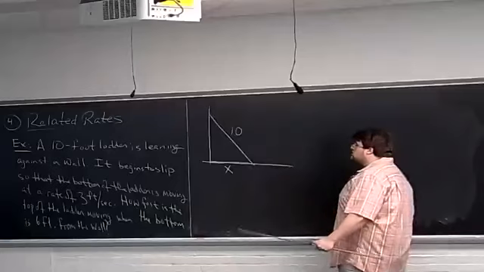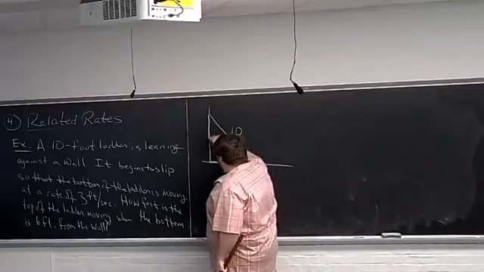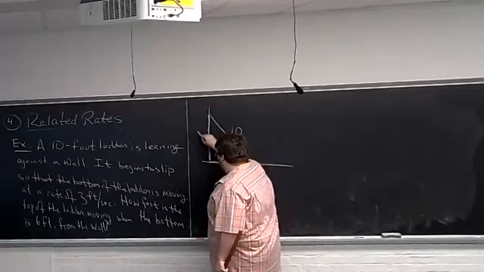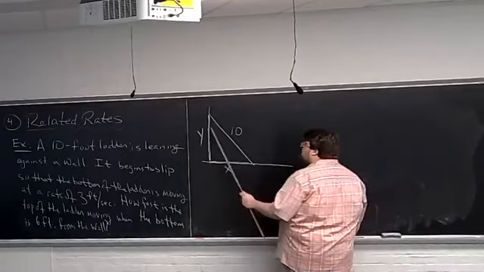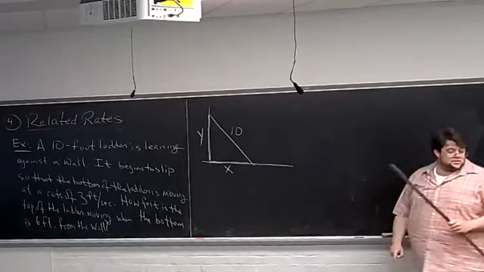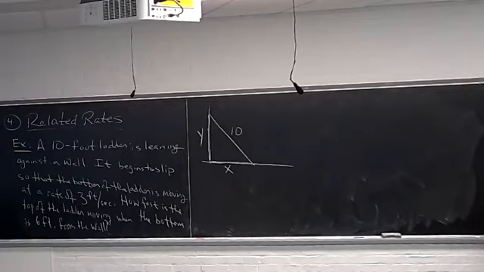Let's call it x. This vertical quantity, the distance from the ground to the top of the ladder, is also changing. Let's call it y. And I tend to prefer x and y because I'm most used to doing calculus with x's and y's. And once we have this picture, we can turn this question into a calculus question.